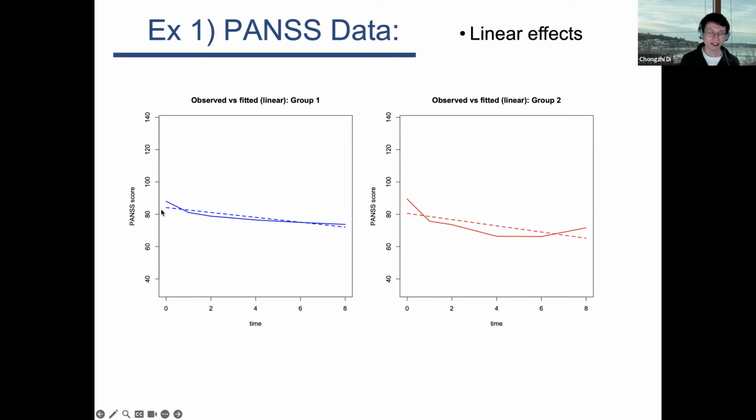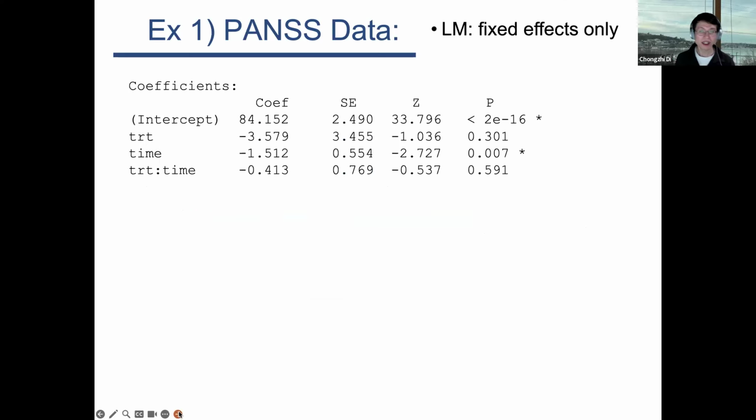So linear effects is trying to fit a line to these observed trajectories, which is not perfect, but still captures the overall trend, the decline in the scores, right? If we fit a linear regression model, meaning we only have fixed effects and no random effects, that also means that you ignore the correlation, right? We said it's not acceptable, but I'm still showing the model anyway.